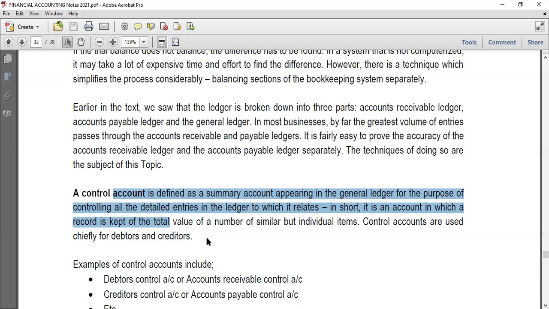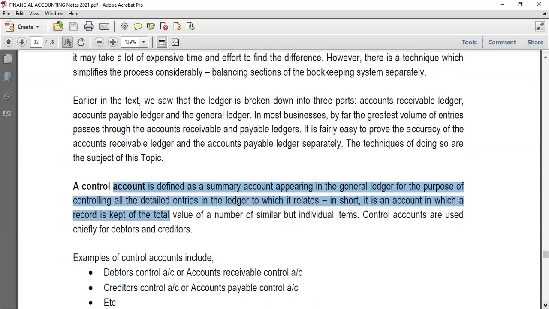Now, we can have a control account, for example, the accounts receivable control account. The accounts receivable control account gives a summary, okay, of what is appearing in the normal accounts receivable account. So it helps us to control whatever is within the accounts receivable account. We basically use it to reconcile the normal accounts receivable account, okay?